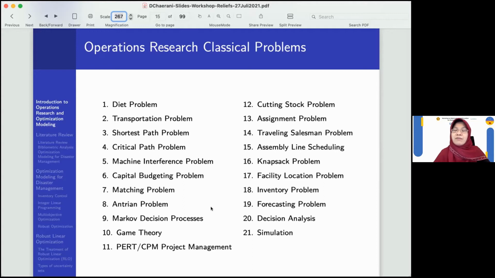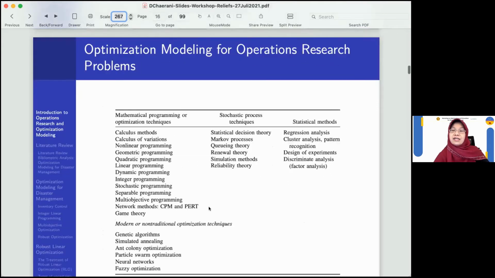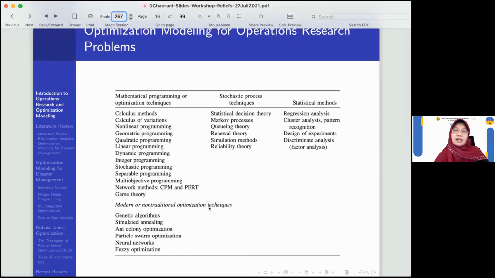And then after that, we have the Markov decision process. It is also strongly related to queuing. Let's say that it also has a relation to questions of programming. We have game theory or PERT or CPM project management. Then the project shouldn't be past due. If not, then you'll get sanctions. And we have the cutting stock problem, the assignment problem, and all of that. And those were the problems.